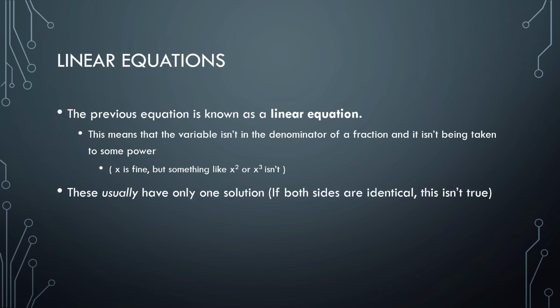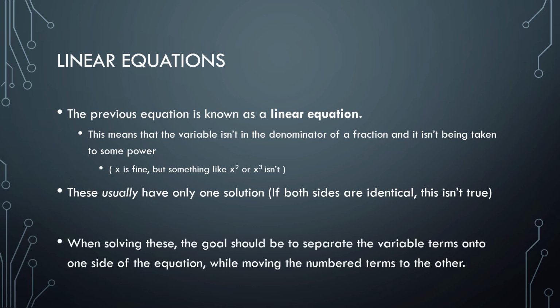Linear equations usually have one solution. If both sides happen to be the exact same, that's not true. But, you know, that's good to know. And when solving these, our goal is, just like we did in the last example, we should try to separate the variable stuff onto one side and the number stuff onto the other, and then we basically end up with a solution. And that's how we solve all of these.